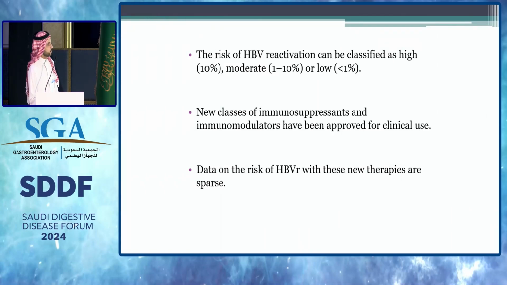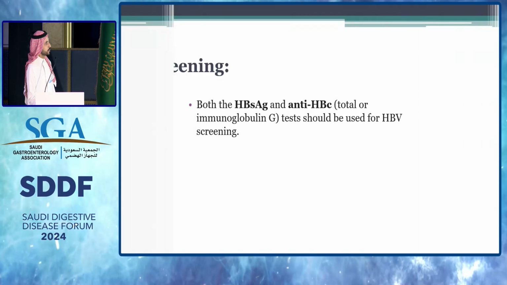Usually we risk stratify them into high risk, that's more than 10%, moderate risk, 1 to 10%, or low risk, that's less than 1%. Obviously, with these newer classes of immunosuppression and immunomodulators that have been in clinical use, data has been sparse on these new medications. For screening, almost all of the guidelines agree on the surface antigen and the core antibody.